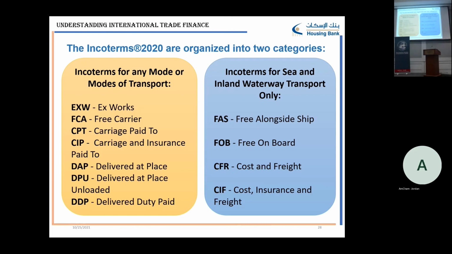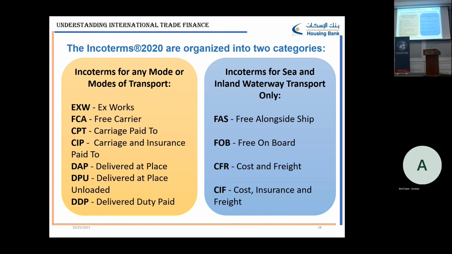According to the Incoterms 2020, we have 11 codes or 11 rules. Some of them can come with any mode of transport, and some of them are restricted to waterway transport or sea shipment. For the rules that come with all modes of shipment, we have the EXW, ex works. It means that the exporter delivers the goods at his place, at the door of his manufacturing. We have the FCA, free carrier.